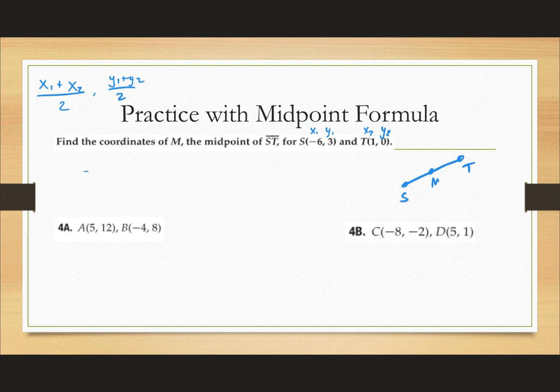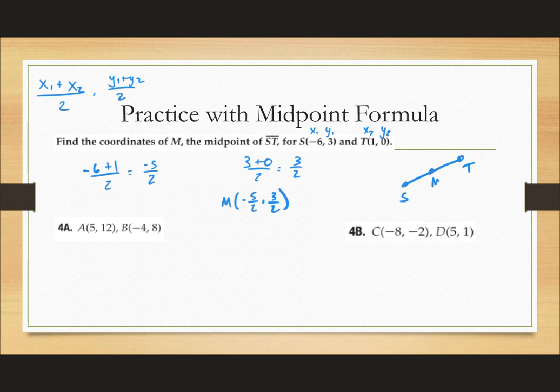So we have negative 6 plus 1 divided by 2. Negative 6 plus 1, that's going to be negative 5 over 2. Don't be scared of fractions. They're your friends. Leave them alone. Now we go to the y's. We have 3 plus 0 divided by 2. That's going to be 3 halves. Again, leave the fractions alone, which means that m is going to be negative 5 over 2, comma 3 over 2. And that's it. The average of the x's, comma, the average of the y's.